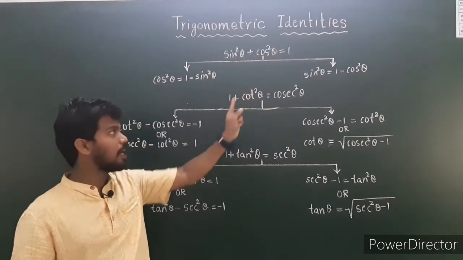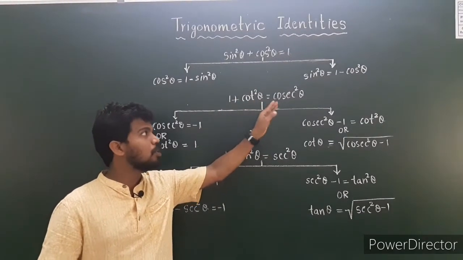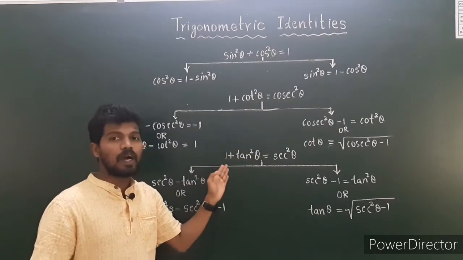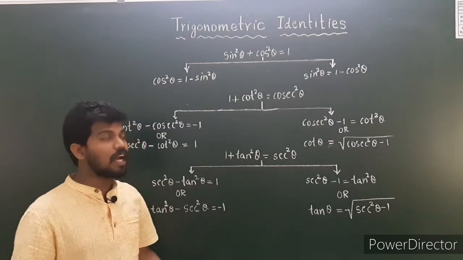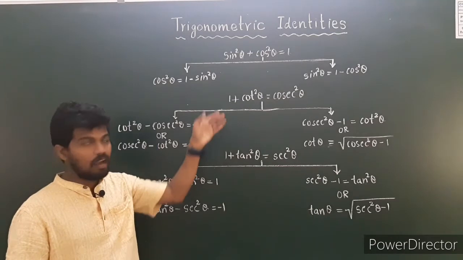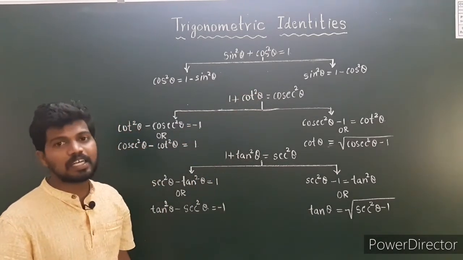The first one identity. The second one, 1 plus cot square theta is equal to cosecant square theta. Now the third one, 1 plus tan square theta is equal to secant square theta. So now you see that the elementary identities are these three identities. Sin square theta plus cos square theta is equal to 1.